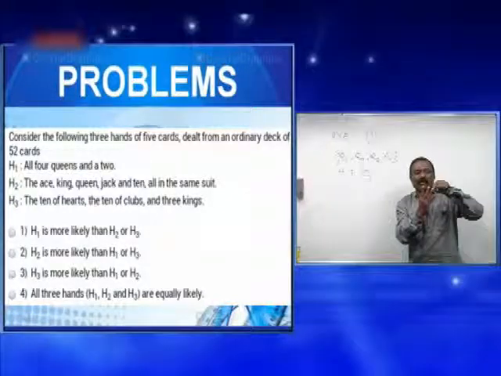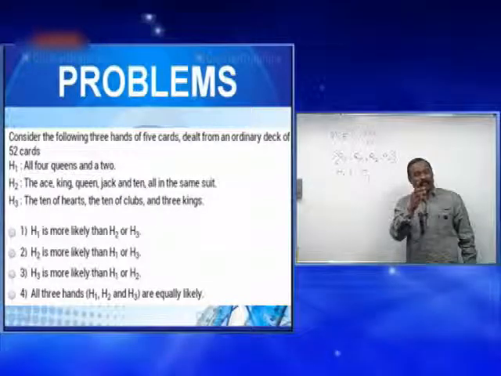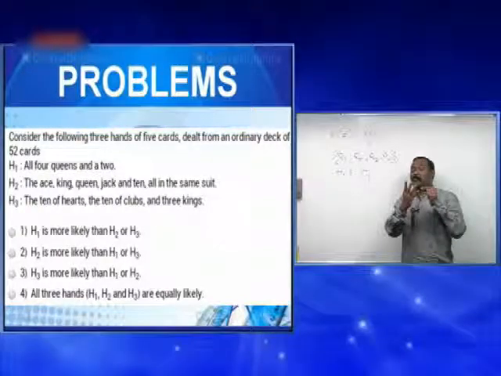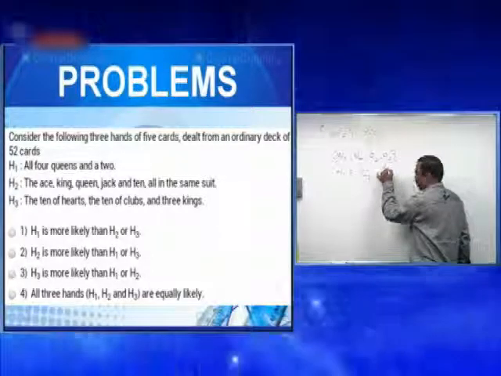From 4 2s you need only 1 2. The ace of 2 is given, so 1 2 you need. So from all the 4 10s you can choose only 1.